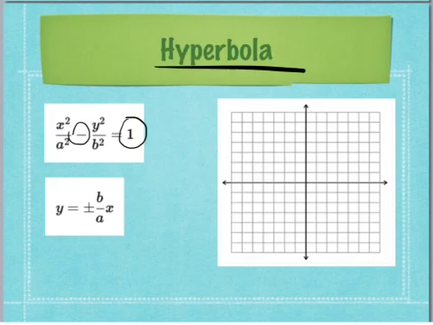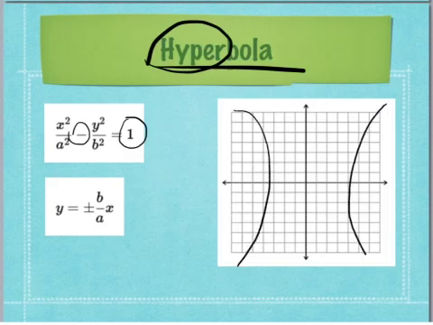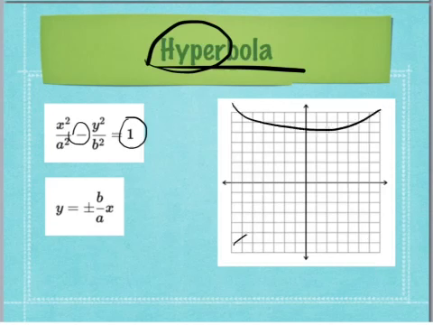Now this hyperbola, which is not to be confused with the parabola, what it looks like is two parabolas combined together. Maybe that's where we get the hyper part from, two parabolas. And they could open up this way, or they could open up this way.